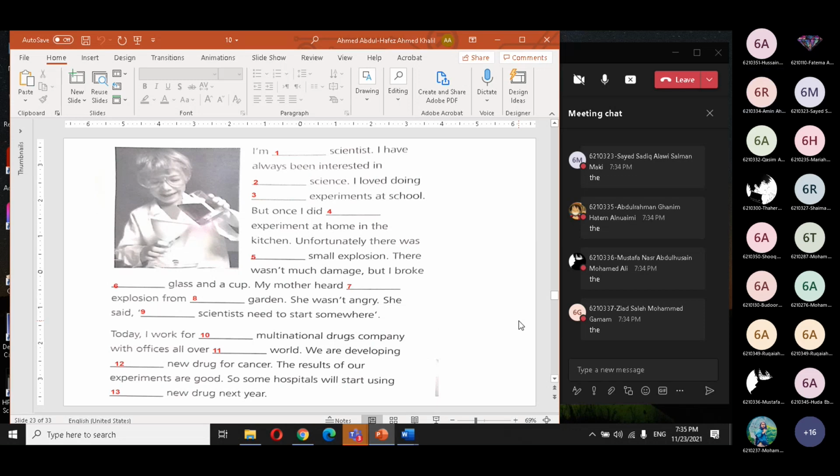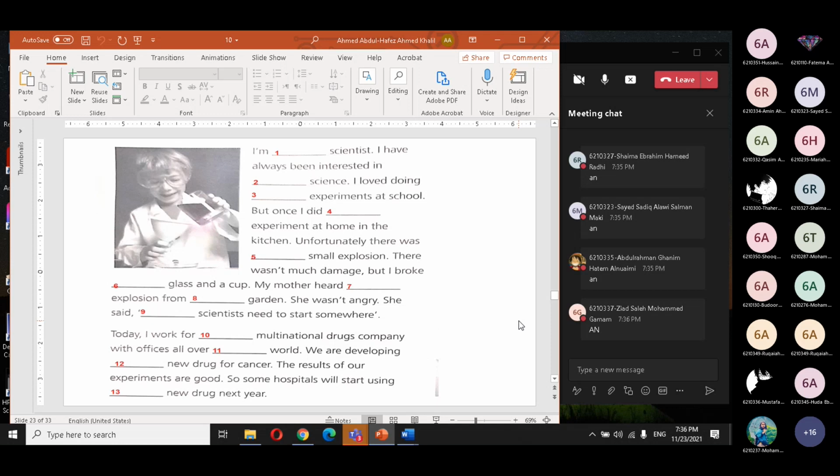But once I did an experiment. Excellent. Notice that this is not like the word experiments above. Above she was speaking in general; here she tells us for the first time about an experiment she did. The word is mentioned for the first time. The first time you mention something you say a or an. So she said, I did an experiment at home in the kitchen.